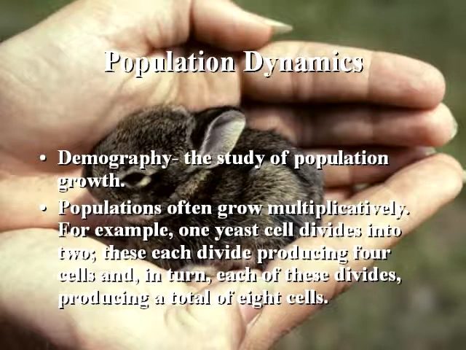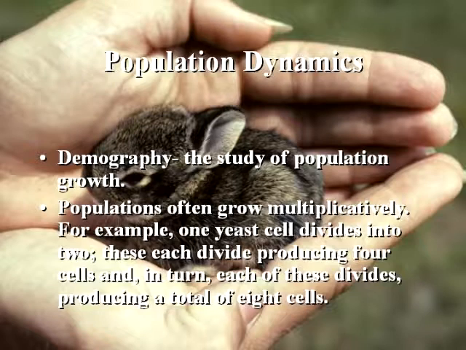And a simple kind of situation that we see among simple kinds of organisms is that populations grow multiplicatively. In other words, by some multiple. So if we think of a simple example like one yeast cell, which divides into 2 yeast cells, which divides into 4 yeast cells, and so on. So the yeast cells are multiplying by a factor of 2.